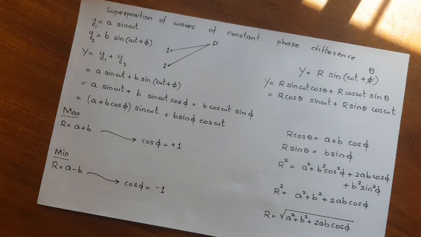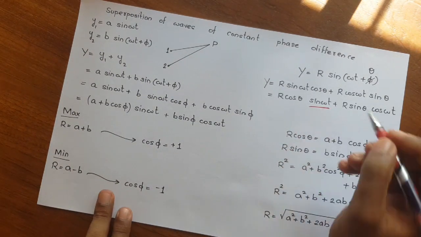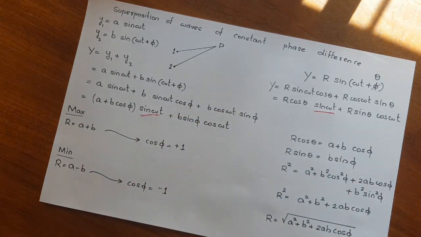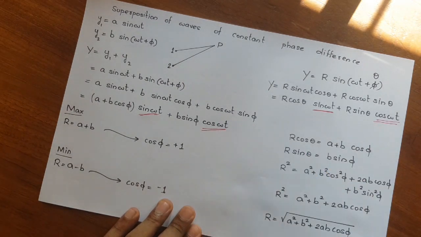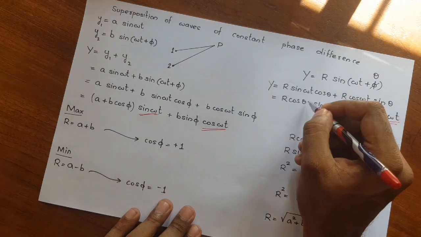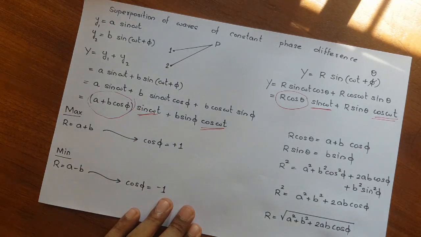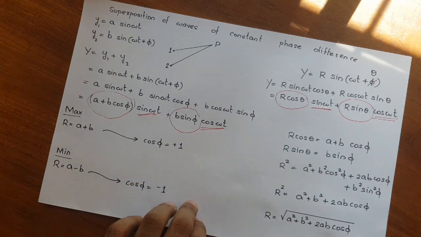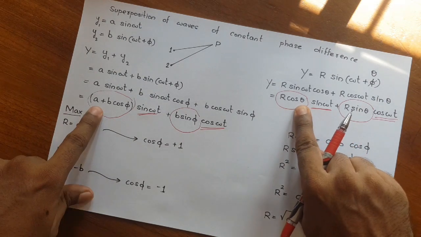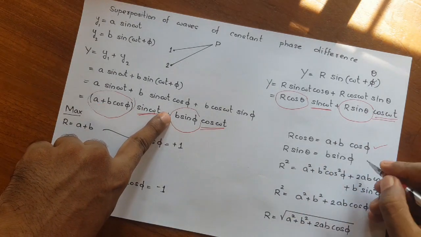So I am rearranging this equation so that I can easily do the comparison. If you look over here, y is equal to r cos theta sin omega t. The sin omega t is over here. Also r sin theta cos omega t. The cos omega t over here. So I can equate this term with this term. Also I can equate this term with this term. That is a very simple equation. So r cos theta can be equated to a plus b cos phi. R sin theta can be equated to b sin phi.